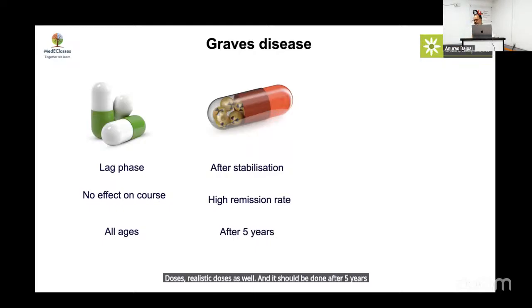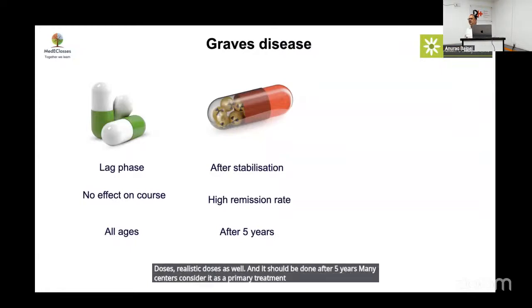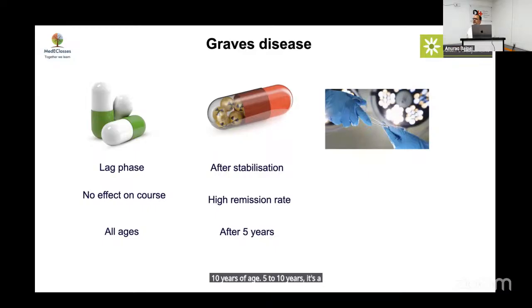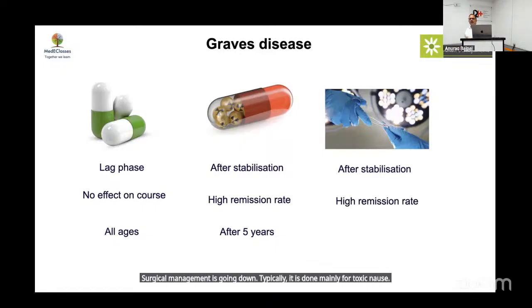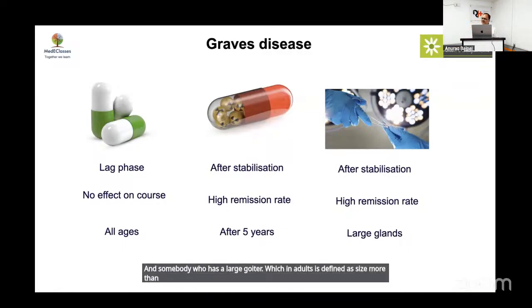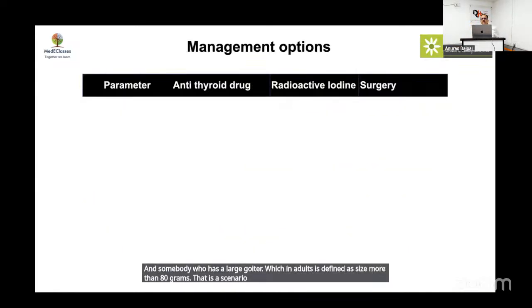Many centers consider it as a primary treatment of choice after 10 years of age. 5 to 10 years, it's a borderline scenario. Surgical management is going down. Typically, it is done mainly for toxic nodule. It should also be done after stabilization. It's a good option, but it requires a high surgical skill, and for somebody who has a large goiter, which in adults is defined as size more than 80 grams, that is a scenario wherein surgery is clearly recommended.